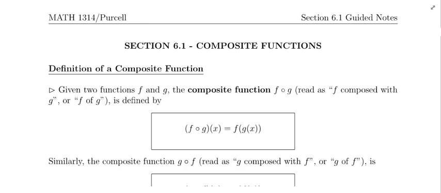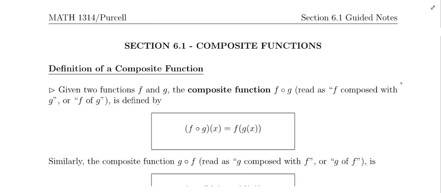Okay, so in this section, we are going to concentrate on the composition of functions. It is a way of taking two functions and putting them together to make a brand new function. So we're going to start with the definition of a composite function. It says given two functions f and g, the composite function f, and then you see a little open circle in the middle, g, you read that as f composed with g, or you can also call it f of g. It is defined in the following way.